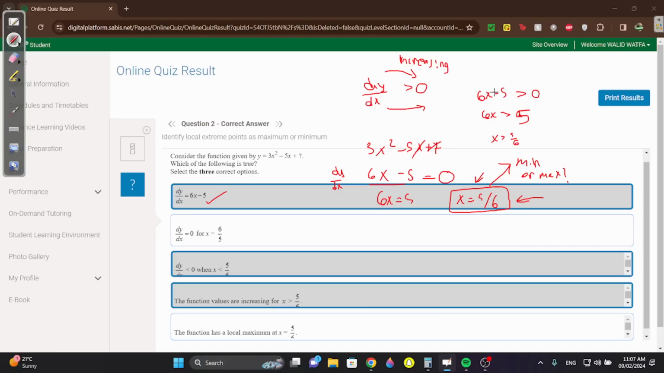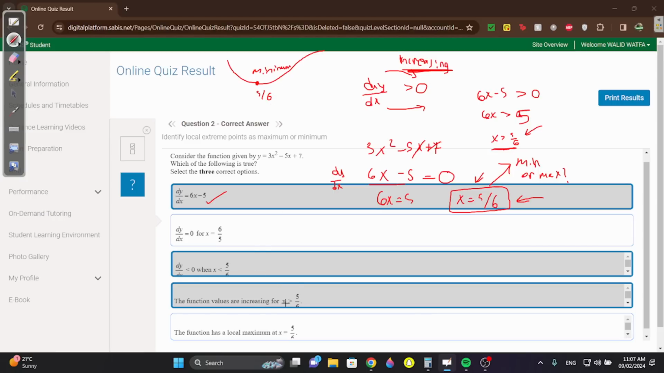So when is dy over dx increasing? When it crosses 5 over 6. So that means at 5 over 6, it starts increasing, which means before 5 over 6, it was decreasing. So what does that mean? 5 over 6 is a minimum. Okay, it's a minimum.